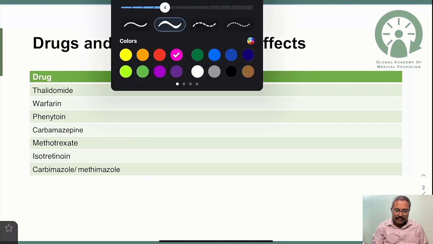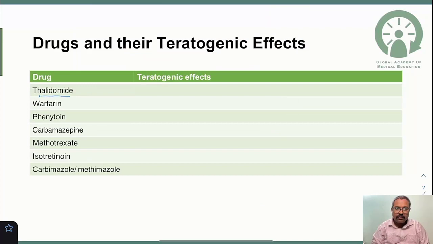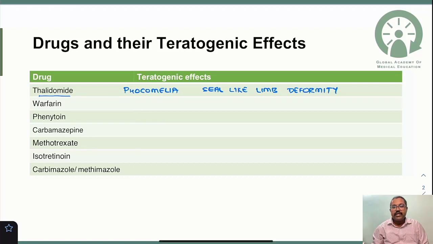So as you can see here, the drugs which can cause the teratogenic effects are, the first is thalidomide. So thalidomide is known to cause a teratogenic effect called phocomelia. Phocomelia is also called seal-like limb deformity. So in your exams, if they ask which is the drug which is going to cause phocomelia, your answer should be thalidomide.